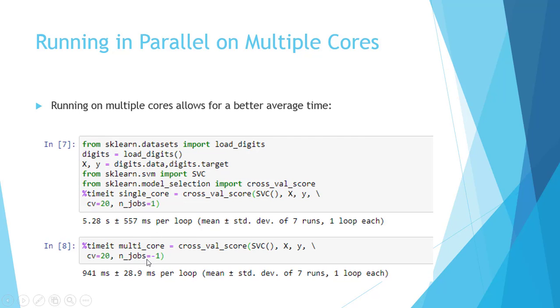So in these two examples, we can see that running on multiple cores requires a better average time, that is only 941 milliseconds, whereas here it requires 5.28 seconds.